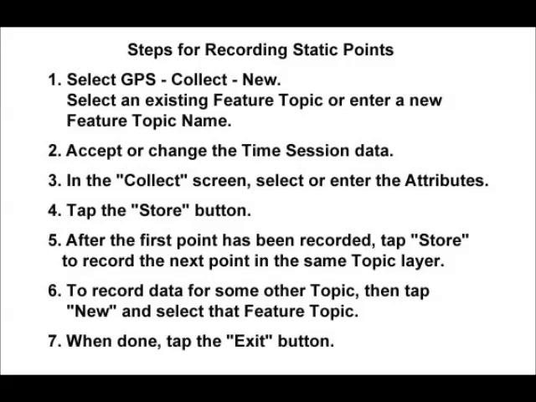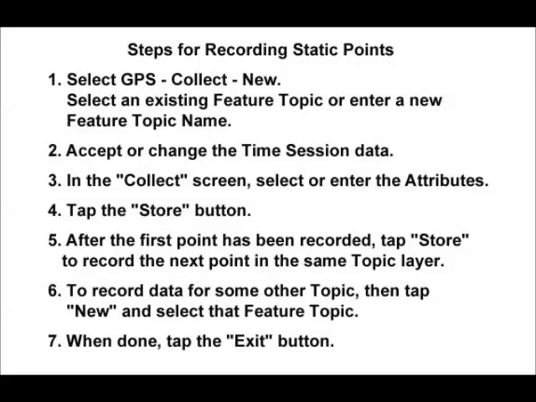Confirm the screen. 3. In the Collect screen, enter any desired attributes, then tap the Store button. 4. After the first point has been recorded, tap the Store button to record the next point in the same feature topic layer. 5. If you wish to record data for some other feature topic, then tap the New button and select that feature topic. 6. When done, tap the Exit button.